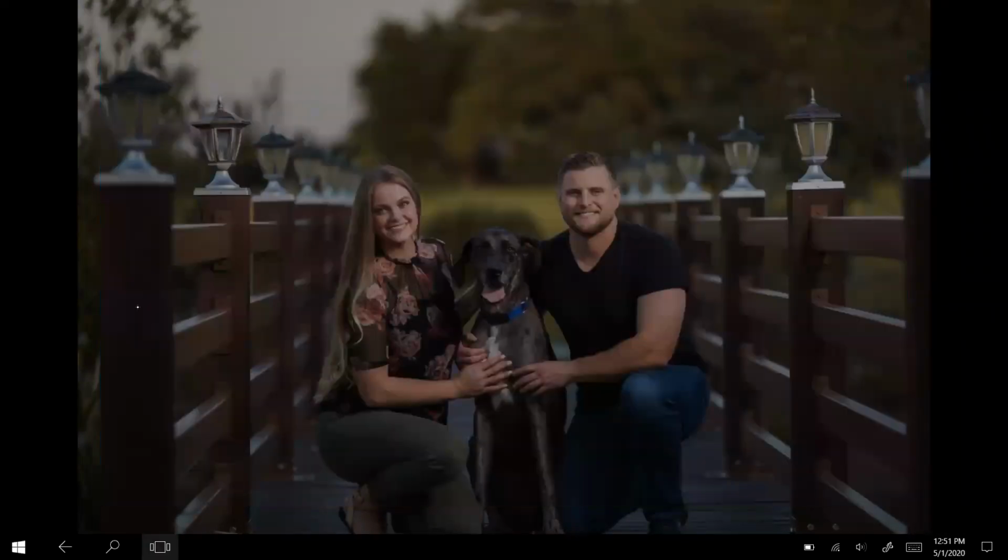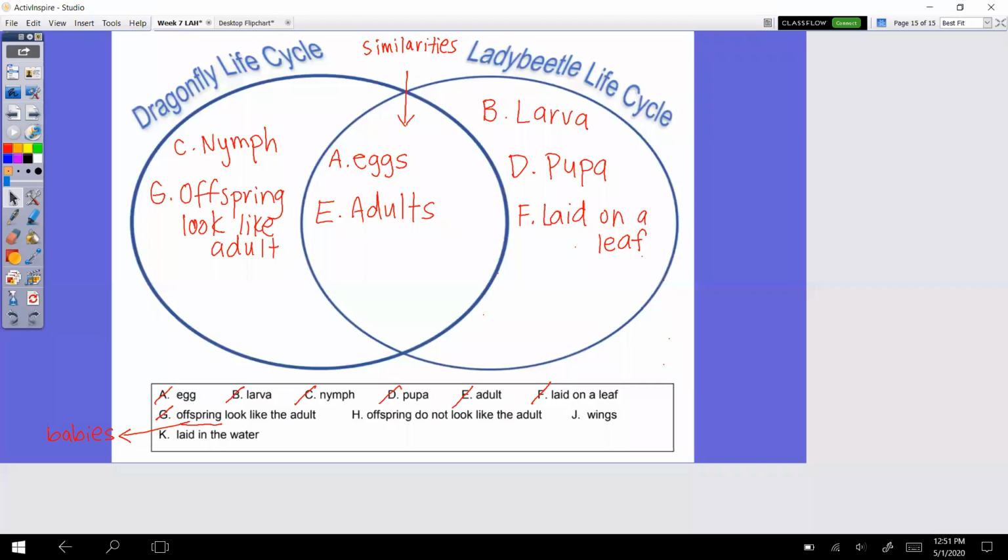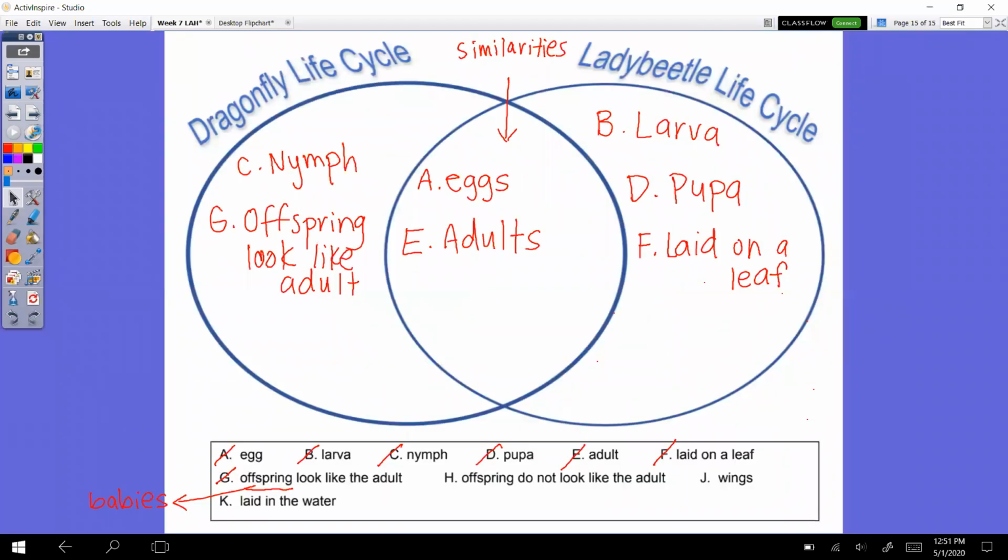Okay, so we said that the offspring of the dragonfly looks like the adult version. It's not exactly the same, but they kind of look similar. And we also said that the offspring of the lady beetle do not look anything like the adult. So we're going to put H on offspring do not look like it.